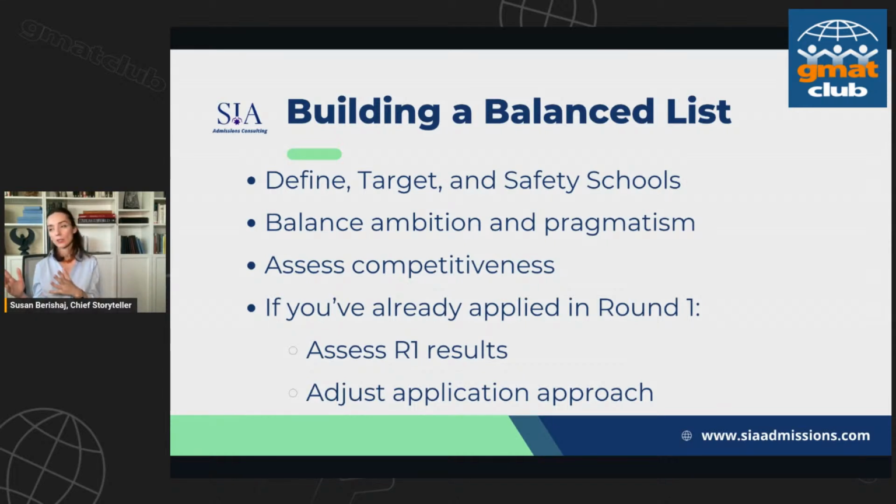Typically, I recommend that you have at least one safety school, and you're going to put the most of your list in the target, and then at least one or two maximum reach schools, just to make sure that you are really trying to get the best that you can for yourself in terms of your career progression. Balance, obviously, ambition and pragmatism.